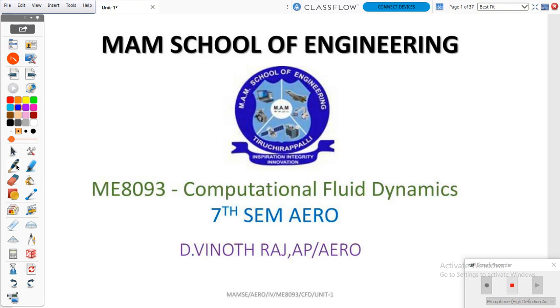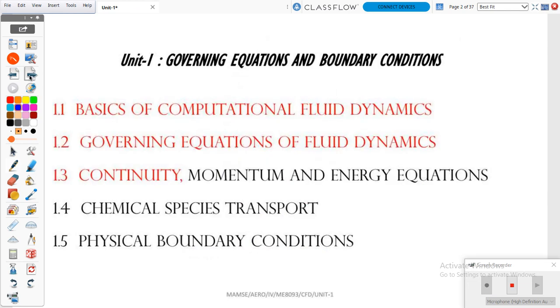Our today's session is ME8093 Computational Fluid Dynamics. Today we are going to see the momentum equation. In our previous classes we have completed three topics. The first one was the basics of computational fluid dynamics and governing equations of fluid dynamics, and the next one was the continuity equation. So those three topics we have completed. Today we are going to focus on the momentum equation.